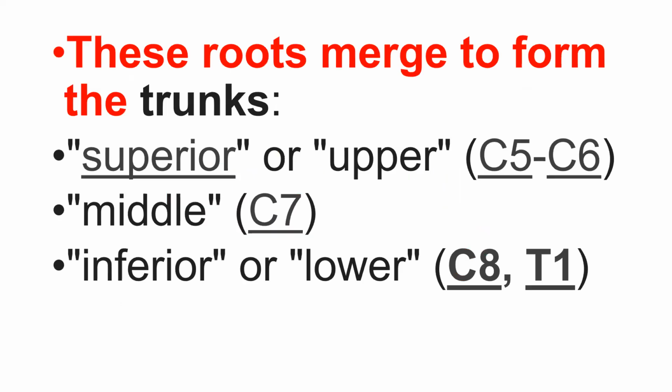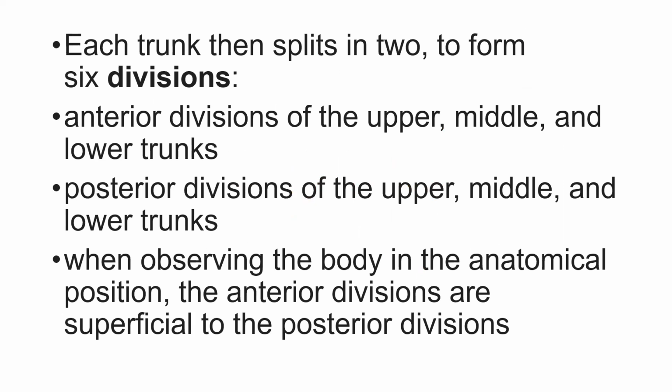Trunks. These roots merge to form the trunks. The superior or upper, C5, C6, the middle, C7, and the inferior or lower, C8, T1. The divisions. Each trunk then splits into 2 to form 6 divisions.